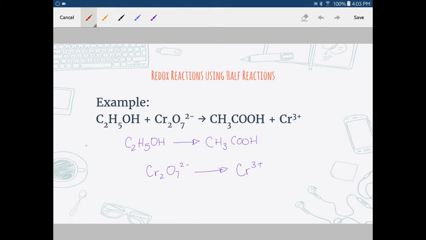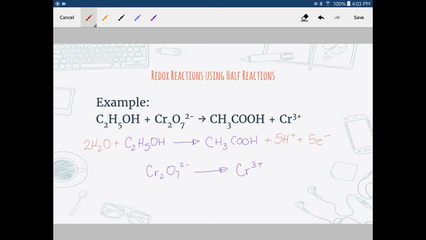So in my first half reaction, I balance my oxygens by adding waters. I have 9 hydrogens on this side, while I only have 4 hydrogens on this other side, so I need to add 5 hydrogen ions. Then I need to balance my electrons by adding 5 electrons. That's my first half reaction.